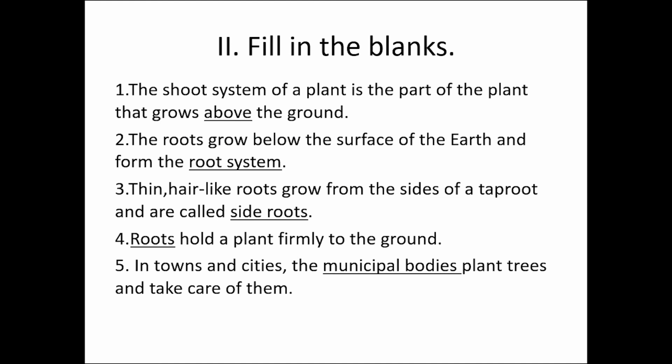Our next exercise is fill in the blanks. Question number 1. The shoot system of a plant is the part of the plant that grows dash the ground. Correct answer is above the ground. Number 2. The roots grow below the surface of the earth and form the dash. Correct answer is root system.